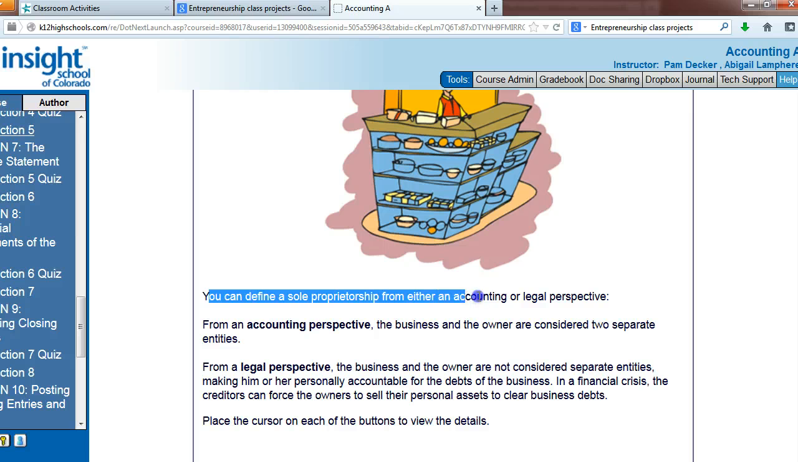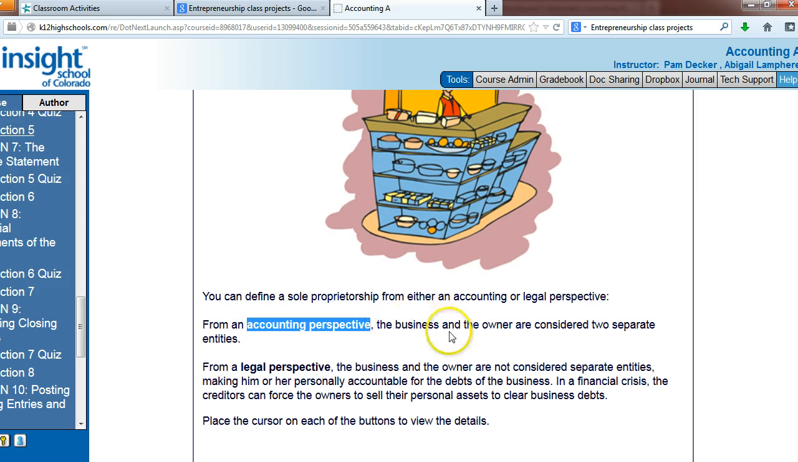So you can define a sole proprietorship from either an accounting perspective or a legal perspective. So we've mentioned before, in the accounting perspective, the business and the owner are considered two separate entities. So when we talk about the initial investment into the business that the owner makes, a lot of you are like, well, cash is decreasing because he's taking the cash and putting it into the business. But this is where that comes into play. Because they are two separate entities, we are not looking at his personal cash. We are only looking at the cash of the business and the value of the business. So that's why in that initial investment, both cash and owner's equity are increasing, because they are two separate entities.